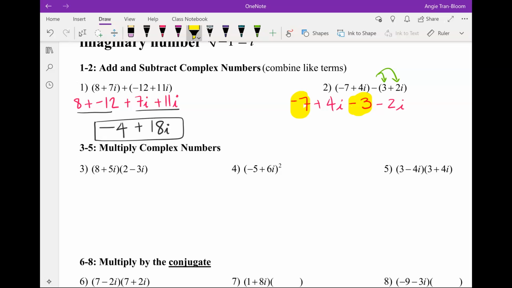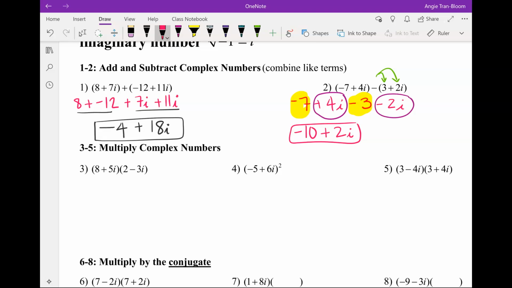And again, we're going to combine real numbers first. Negative 7 can be combined with negative what? 3, which will give us a negative 10. Then we will combine the imaginary numbers. 4i and a negative 2i will give us a 2i. Can I combine real and imaginary? Nope. Okay. Just like you can't combine x's and non-x's. So that's about the same thing.